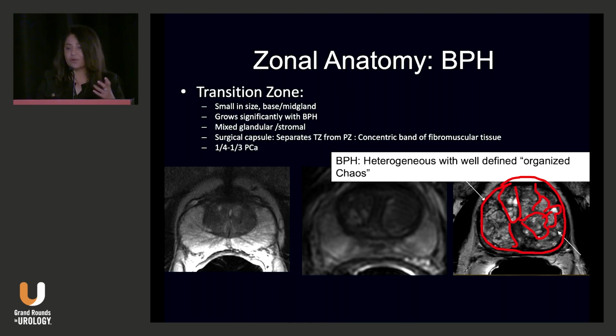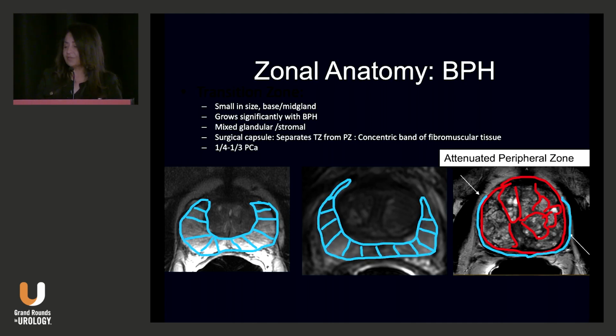So it's hard to tell where the lobules are, so you really have to go superior to inferior all the way to really evaluate the transition zone carefully. And peripheral zone is hard to see in a large gland like this.